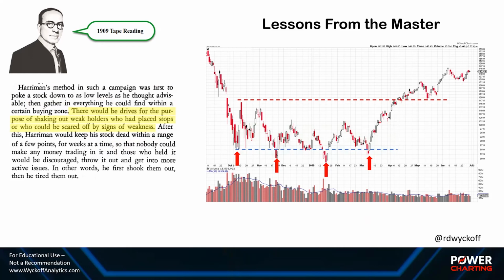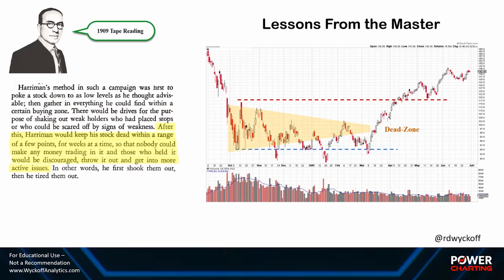After this, Harriman would keep his stock dead within a range of a few points for weeks at a time, so that nobody could make any money trading in it, and those who held it would be discouraged, throw it out, and get into more active issues. This is what I referred to here as the dead zone.